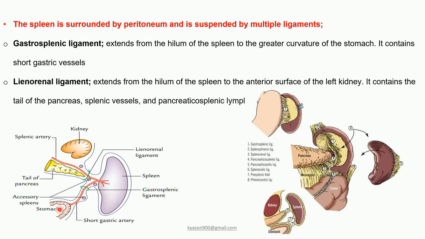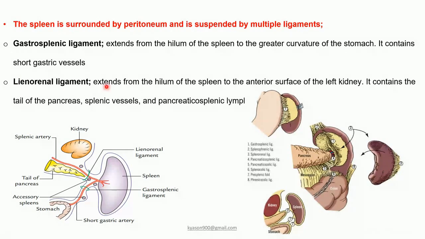If you remember the blood supply of the stomach, there are those short gastric arteries that always arise from the splenic artery to come and supply the stomach. They are going to be running through the gastrosplenic ligament. That ligament there connecting your stomach to the spleen. Then you have the lienorenal ligament or the splenorenal. The word lien also means spleen. So the lienorenal ligament is also called the splenorenal ligament.